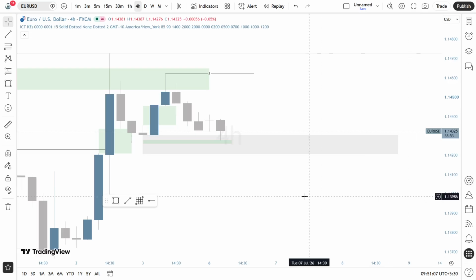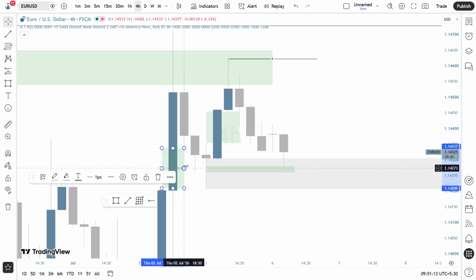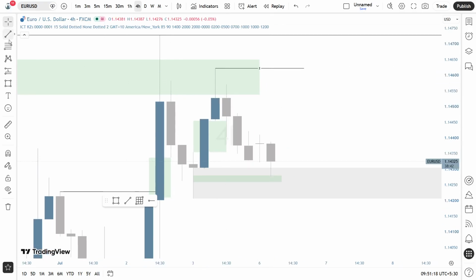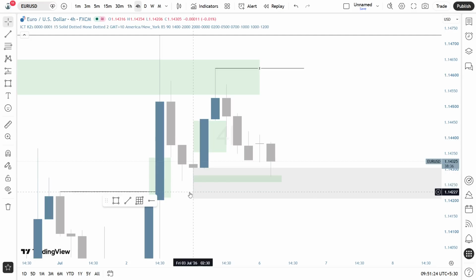As we move into the 4 hours, what we see is that we were having FVG and we had tapped it. The price sprung up and took the liquidity of this candle and moved into the downward side. But currently we are within this order block area.